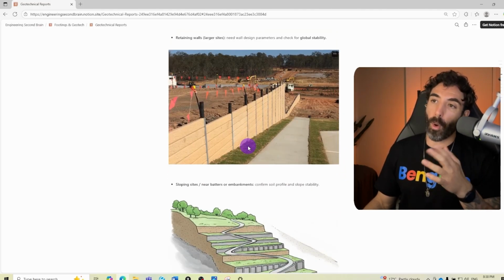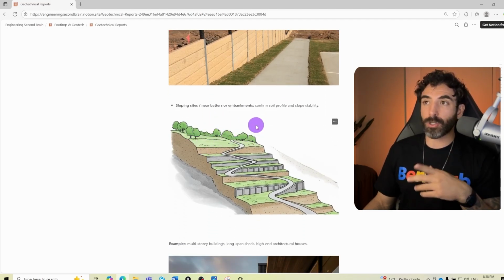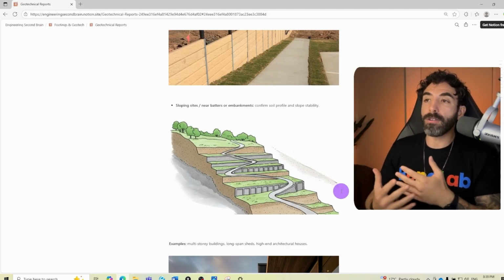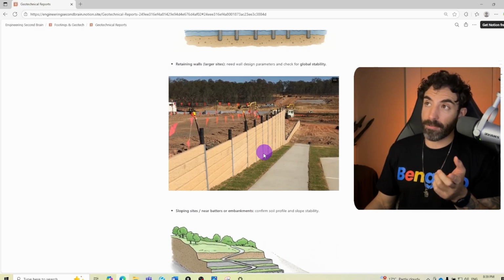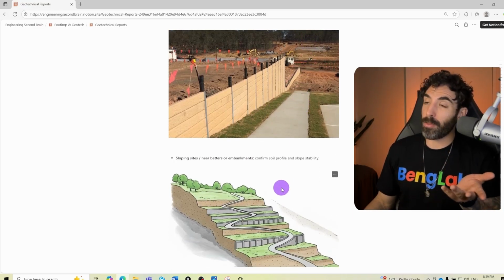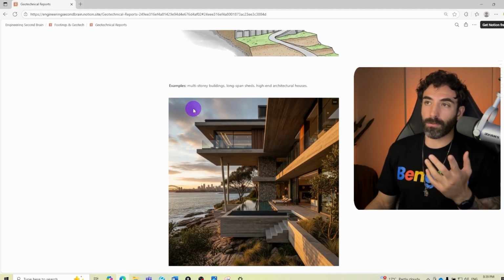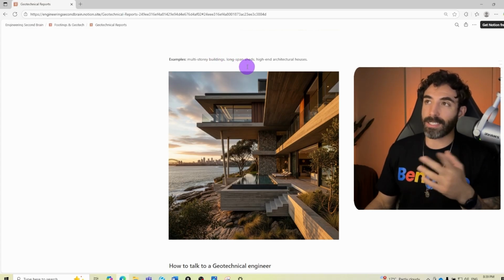I would also order a geotechnical report for sloping sides, near batters, or embankments. For this type of situation, you want to have a clear picture of the soil profile. You don't want your structure to slide down the hill. You might also have to order a global stability report. Some real life examples of these structures would probably be multi-story buildings, long span sheds, or even high-end architectural houses.